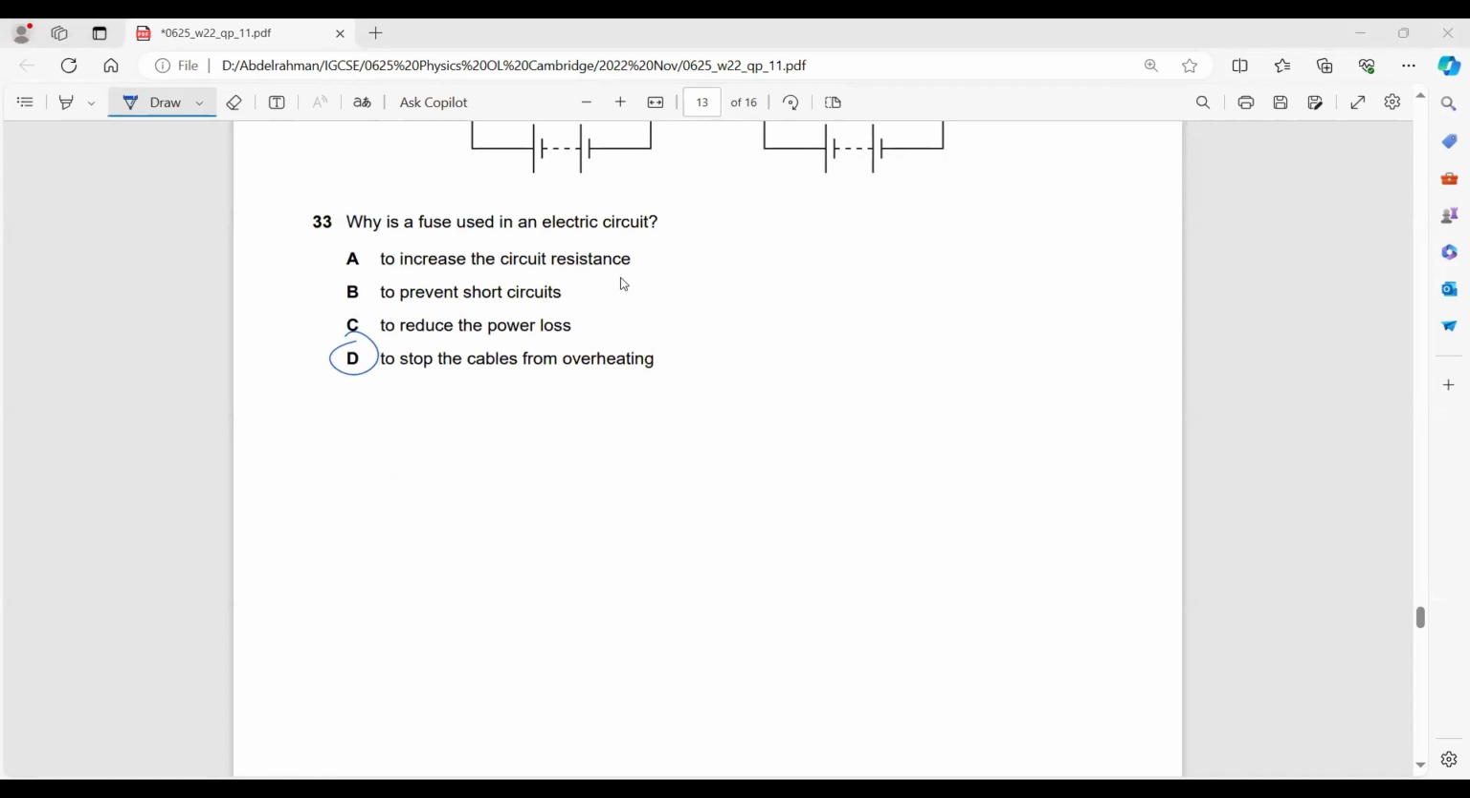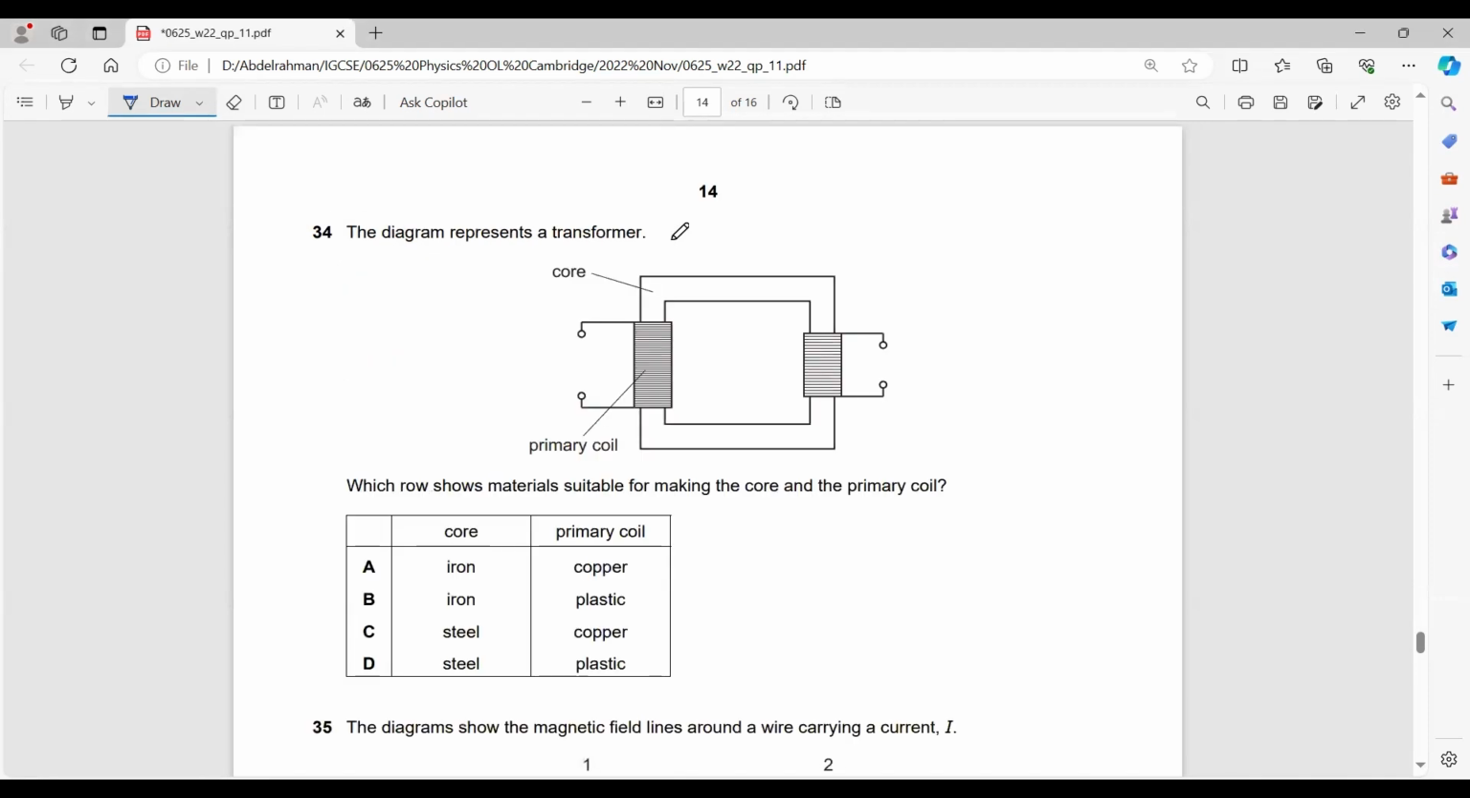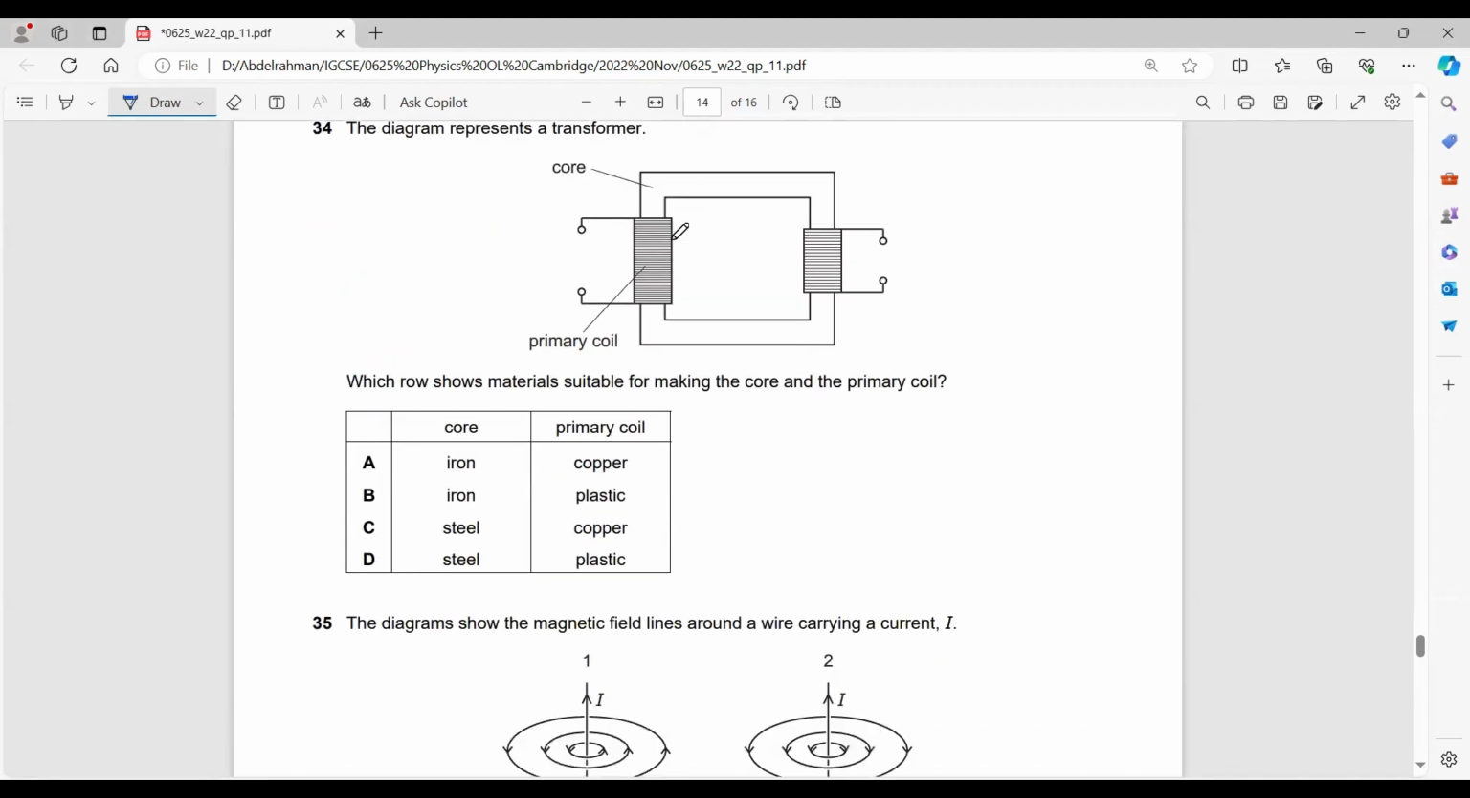Okay, question 34. The diagram represents a transformer. Which row shows materials suitable for making the core and the primary coil? Definitely the core has to be iron and the primary coil has to be copper.